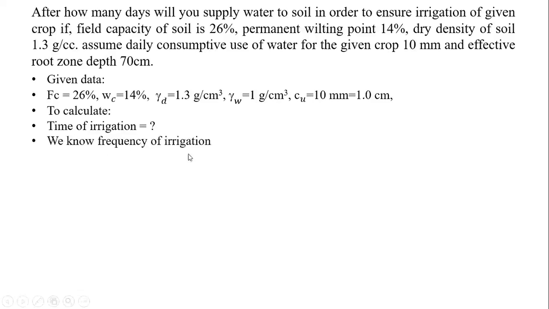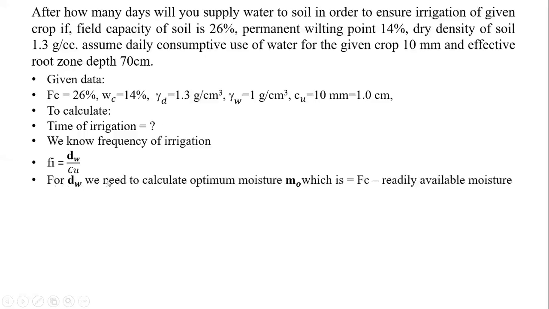Now we know for the frequency of irrigation, means after how many days or how much time we will go for irrigation, for that we are knowing the relation. What relation we are knowing? We are knowing that frequency of irrigation is equals to dw, that is the readily available moisture, divided by consumptive use. Here I am considering small d suffix w as the readily available moisture, okay, divided by the consumptive use. Now we'll be required to find out firstly dw, and for that, for dw, we need to calculate the optimum moisture content.